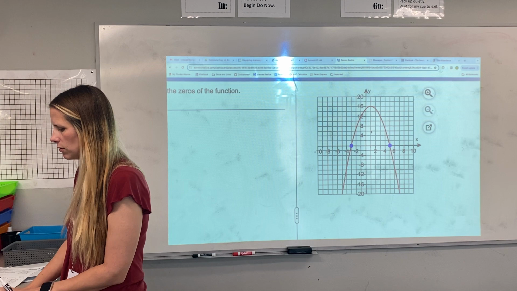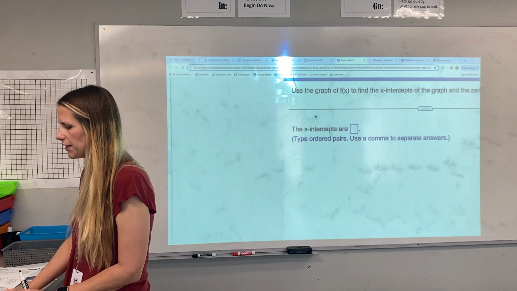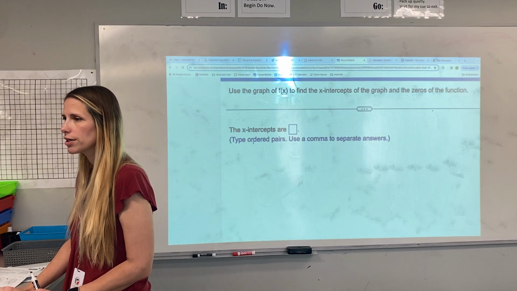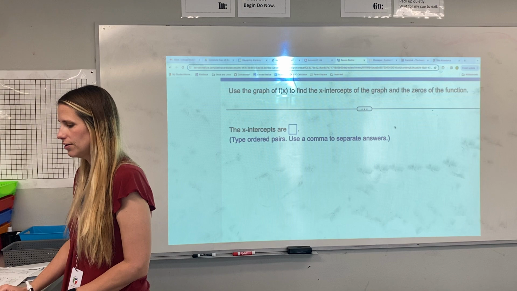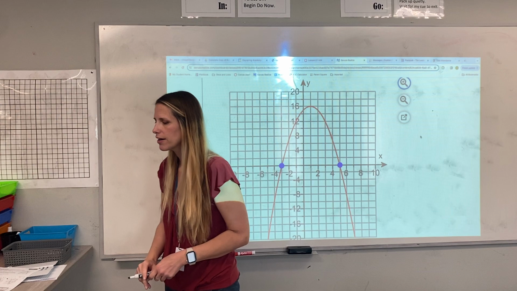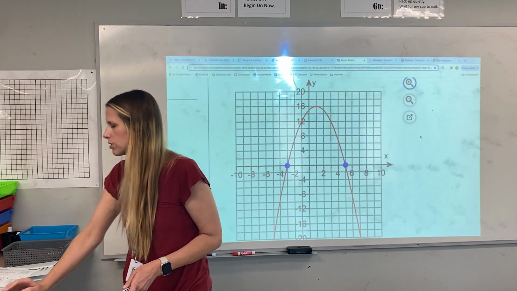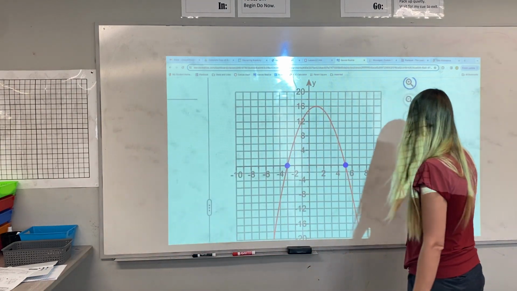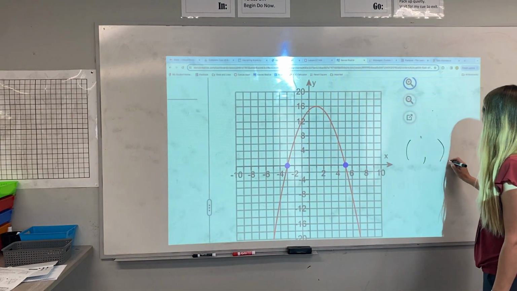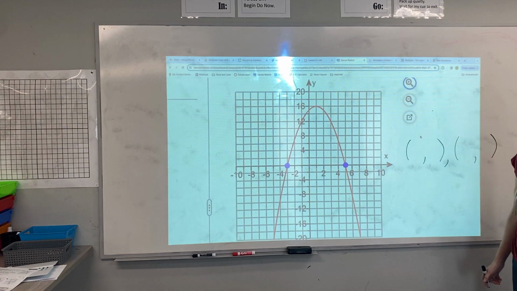Okay, so it says, what are the x-intercepts? It also specifically says, type ordered pairs. If we need to type ordered pairs, does it say separate them by commas? Yep, use a comma to separate answers. So this is how it's gonna look. An ordered pair, comma, an ordered pair. It says find the x-intercepts.